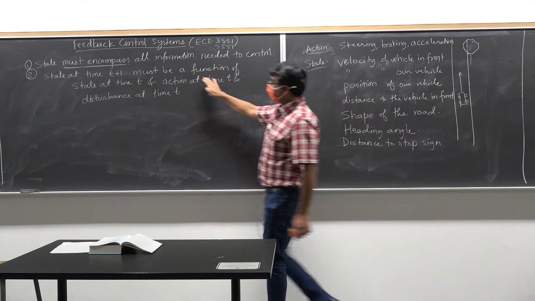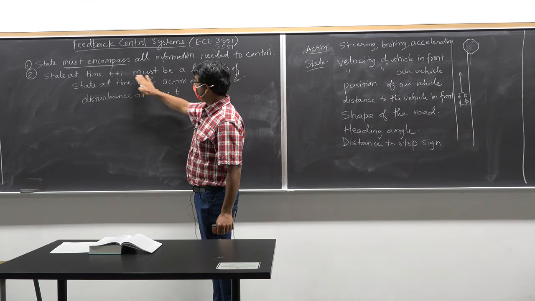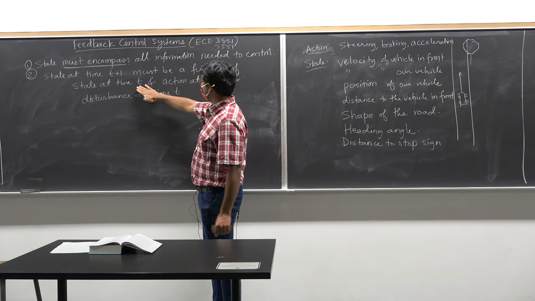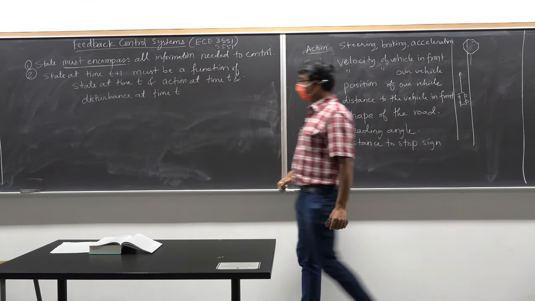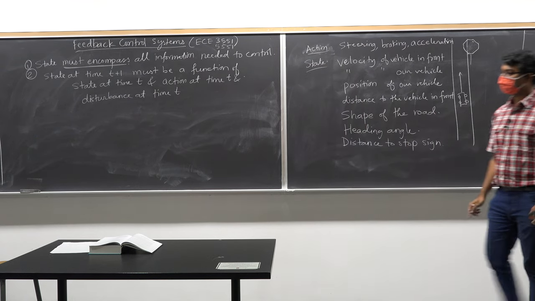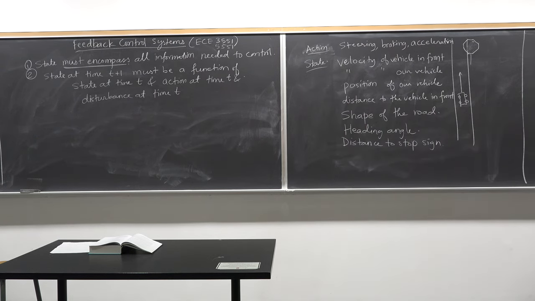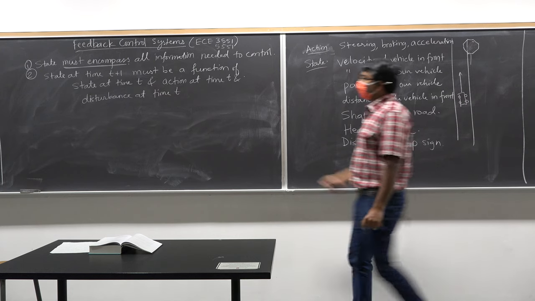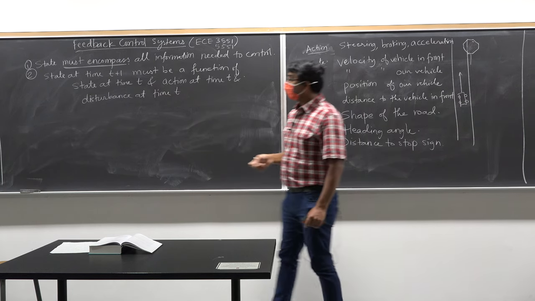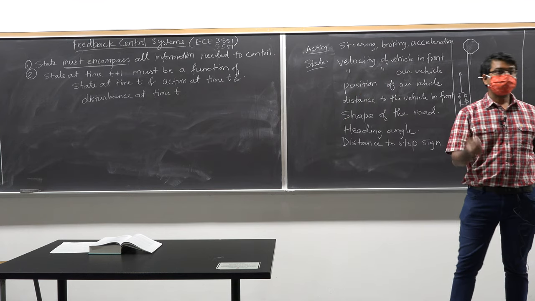Well, let's try and understand what it means for state at time t plus 1 to be a function of state at time t and action at time t. Let's assume that there is no disturbance in the system. Let me give you an example. Consider a natural language processing system.